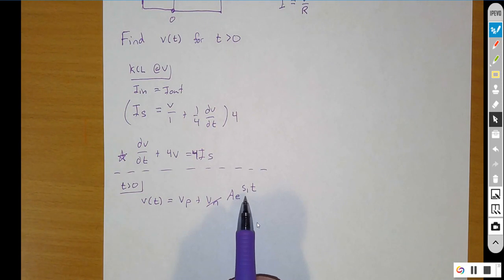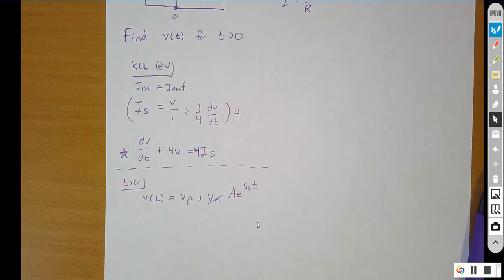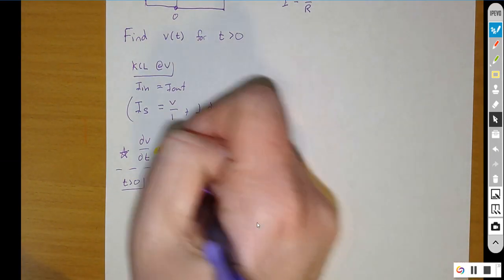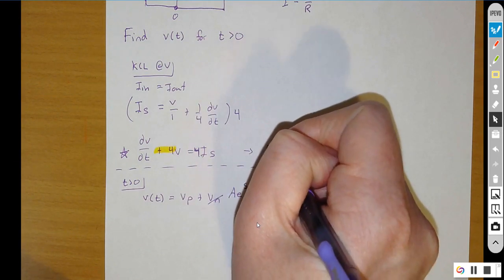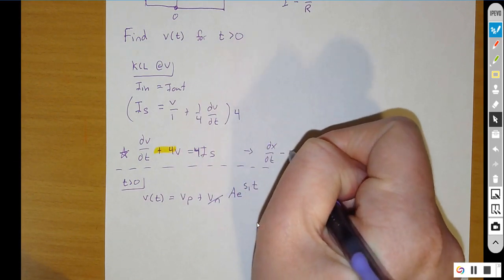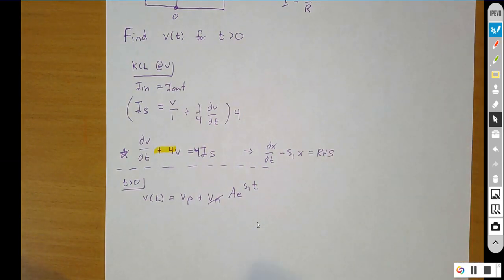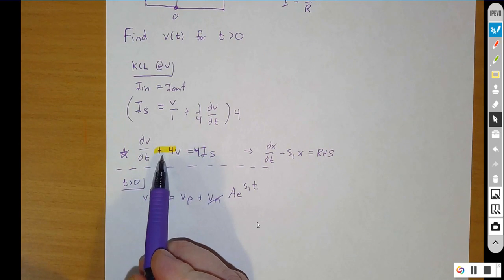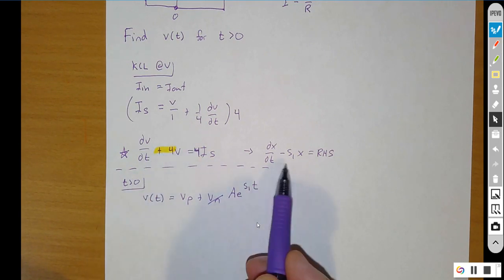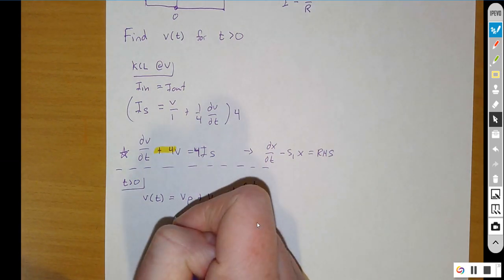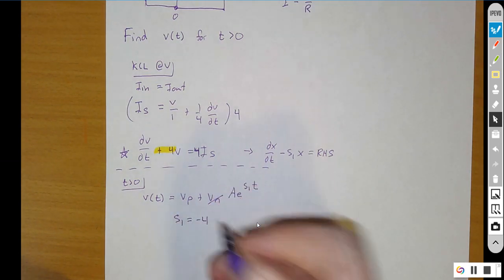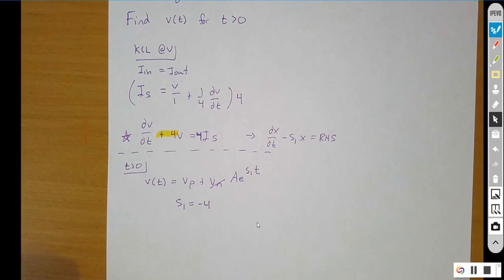If you followed along in example 2, you'll note that if we look at this term here, that is our s1. We can write this over here generically as dx/dt minus s1 times x equal to our right-hand side. So s1 is right here. This is a minus 4, because it's going to be minus 4 to get us to a negative s1. So we know that s1 is equal to negative 4. We don't have to do much math there, we just looked at our differential equation.